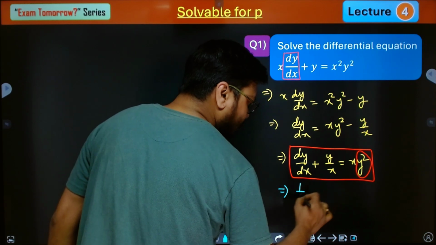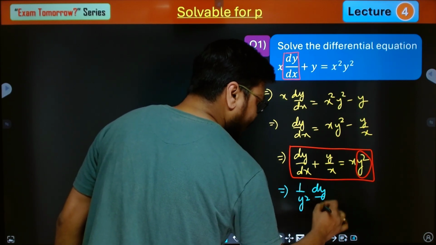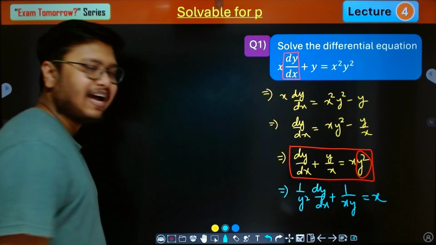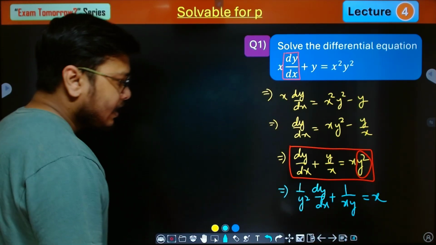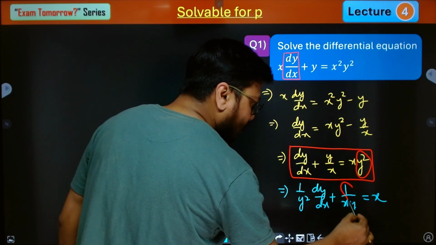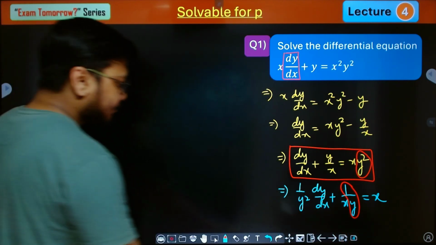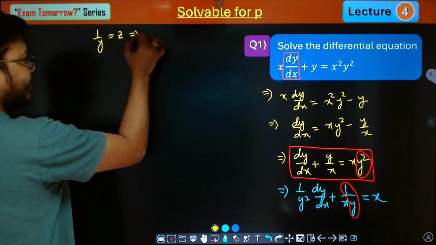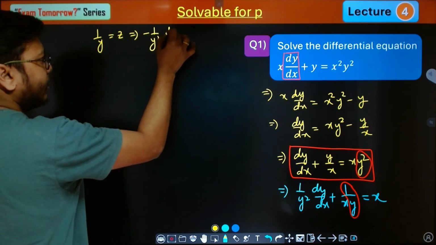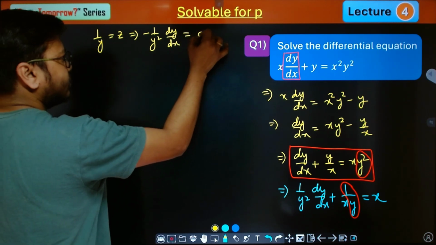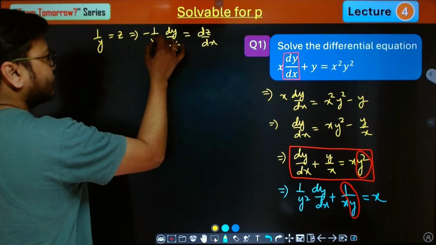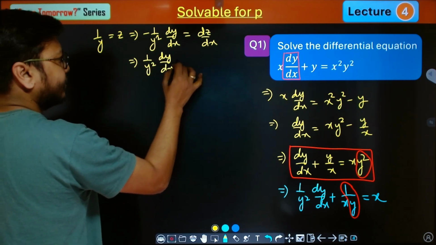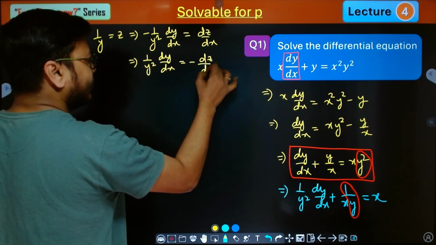So we are going to be left with 1 by y square dy dx plus 1 by xy equals x. So I have divided by y square on both sides. Now I can substitute 1 upon y as z, right? So if I do that, 1 upon y equals z, that would mean minus 1 by y square dy dx equals dz dx. So 1 upon y square dy dx would be minus dz dx.